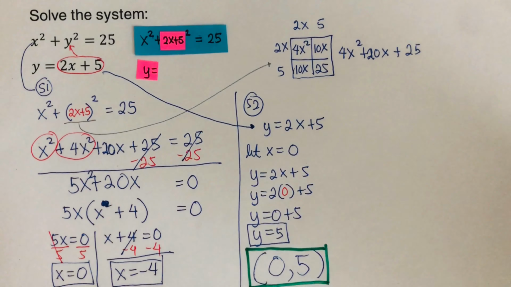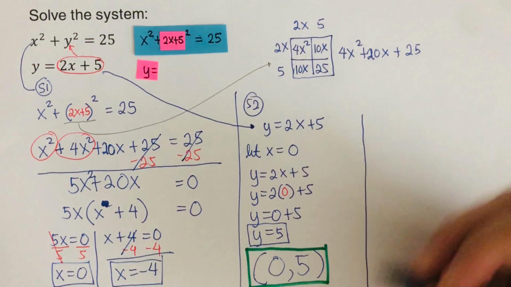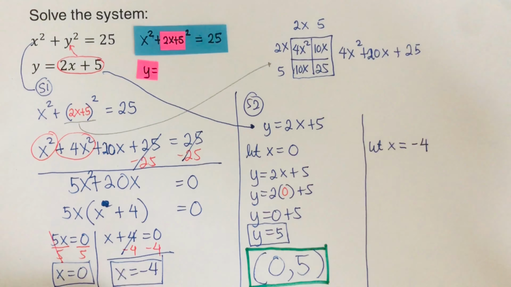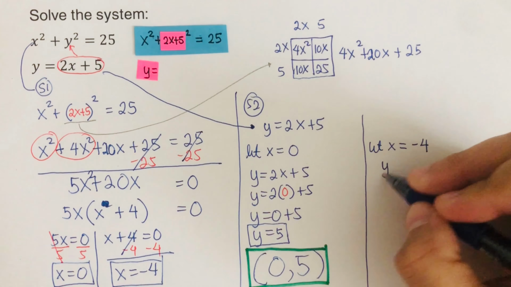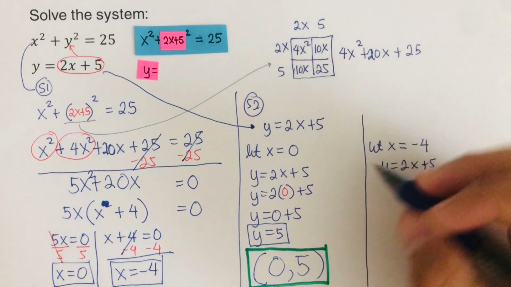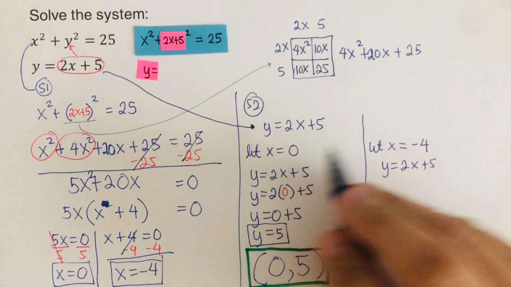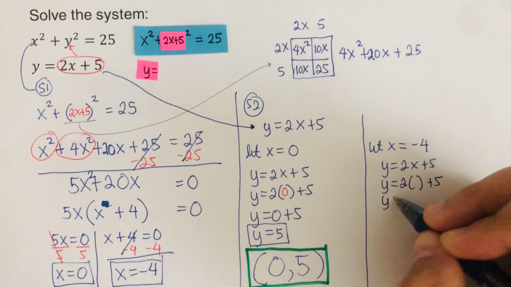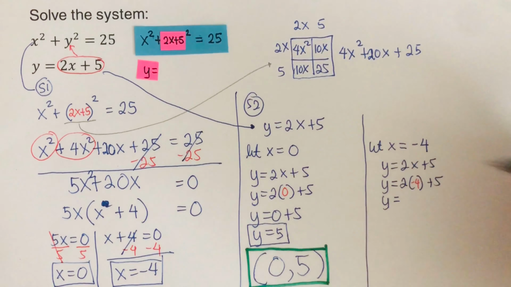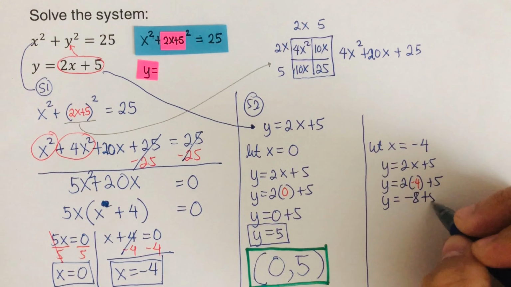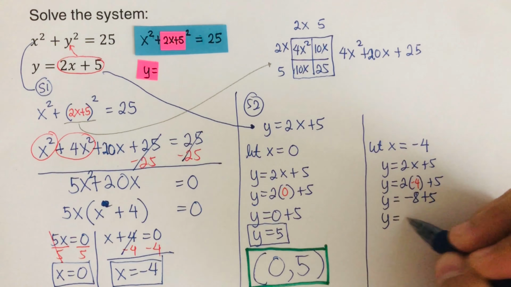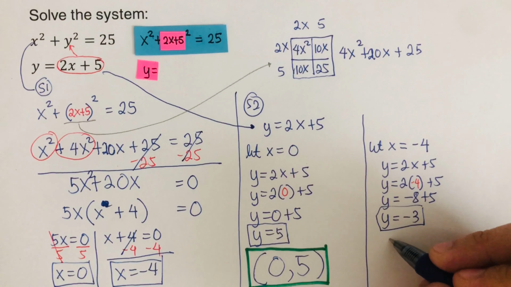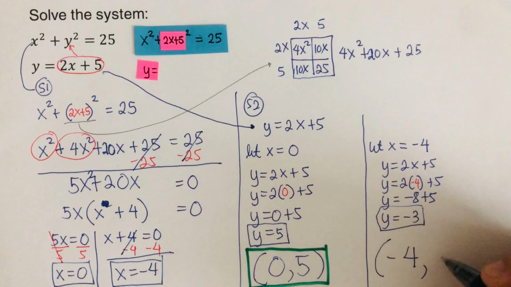To find the second point of intersection, we let x is equal to negative 4. We use the same equation, y equals 2x plus 5. Then we change the x into parentheses before we plug in the negative 4. So y equals 2 parentheses plus 5, and this is again negative 4. So this is negative 8 plus 5, which is negative 3. So y equals negative 3. The second point of intersection is (negative 4, negative 3).